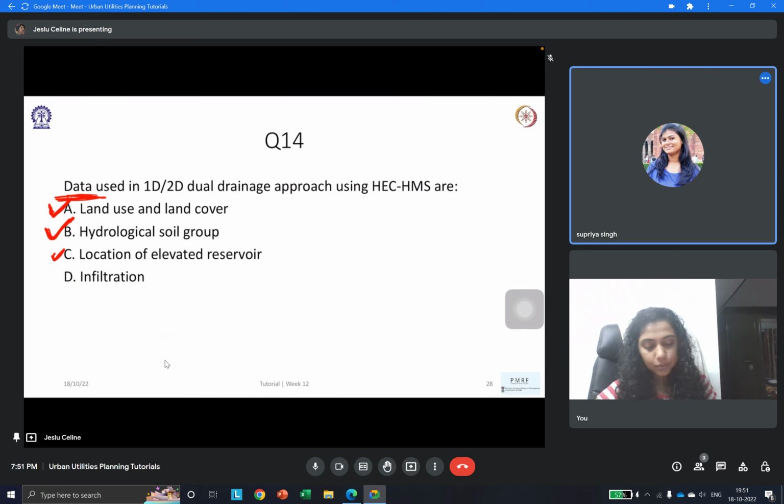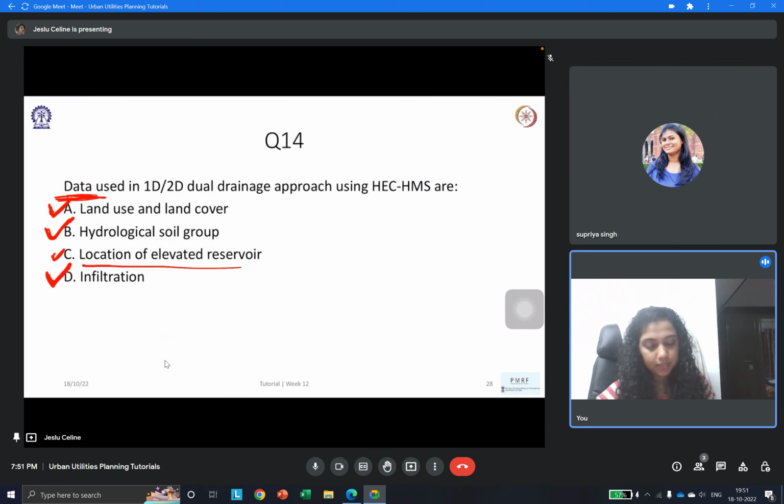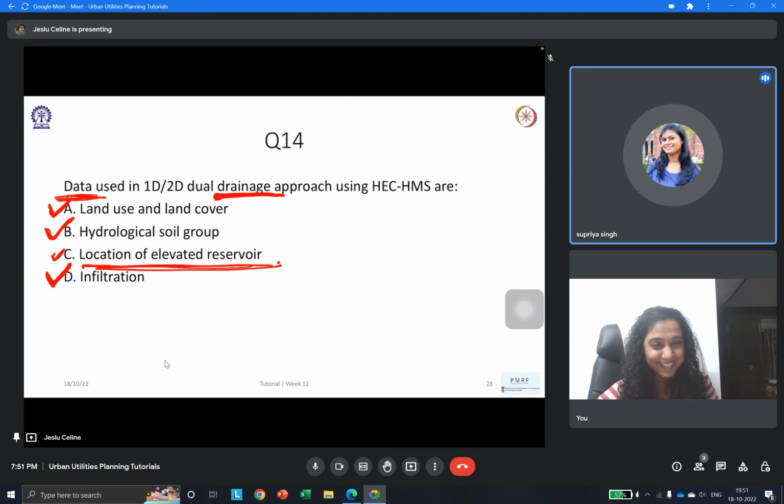Yes, infiltration is there, but location of elevated reservoir, do we really need that information for drainage? We're talking about drainage again. No, for drainage it won't be required. For water supply only, it'll be required.